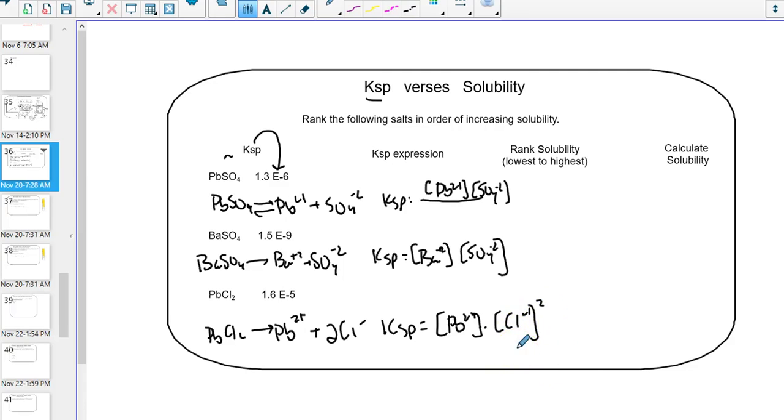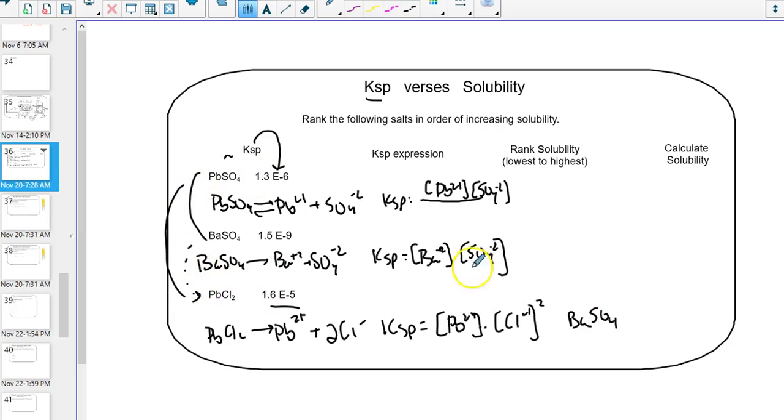In this case, rank the solubilities. First of all, these numbers could be something here. I can directly compare these two, because they have the same expression, so I can say that this one's smaller, so this one's more soluble than that one. I might be able to assume that this one is way smaller, 1,000 times smaller than that one. So maybe barium sulfate is at the bottom.